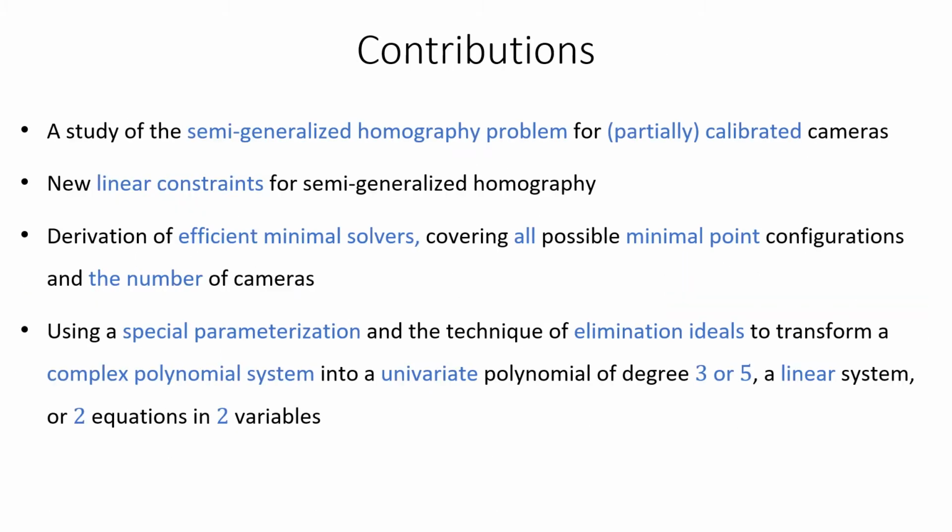Hence, in this paper, we studied the problem of estimating semi-generalized homography for calibrated and partially calibrated cameras. We derived linear constraints on the semi-generalized homography matrix by considering a planar scene. These constraints are then used to derive efficient minimal solvers covering all possible minimal point configurations and the number of cameras within the semi-generalized camera. Our approach allows us to estimate the relative pose as well as the scale.